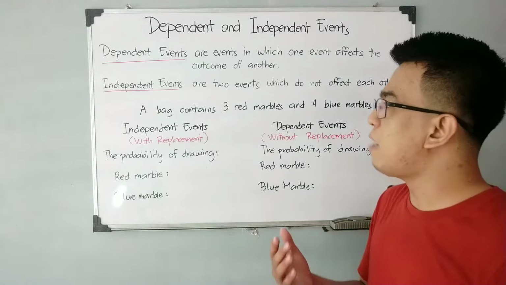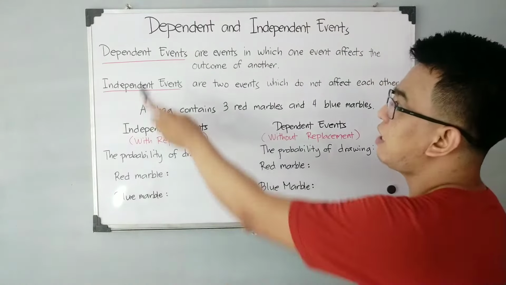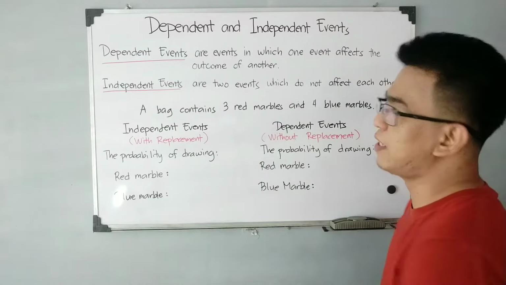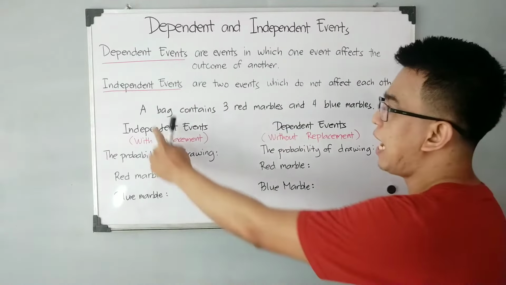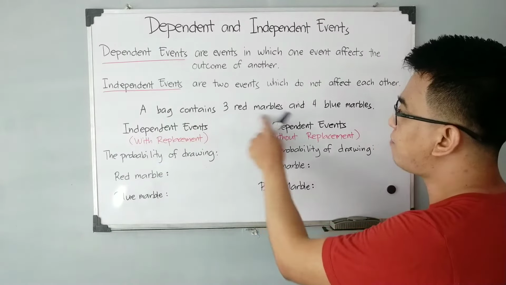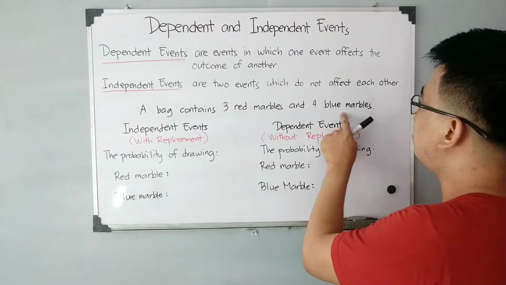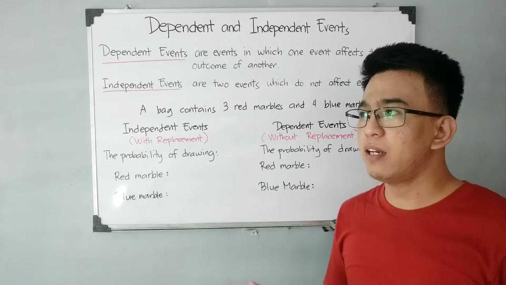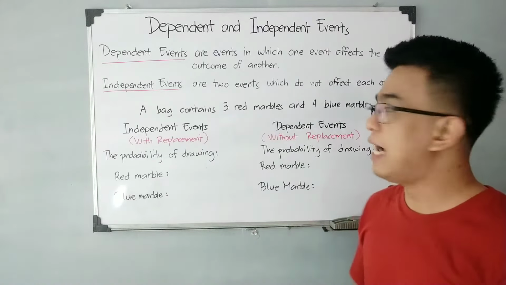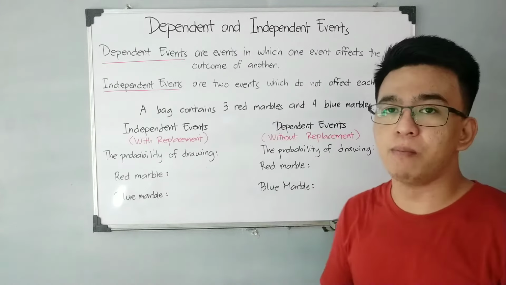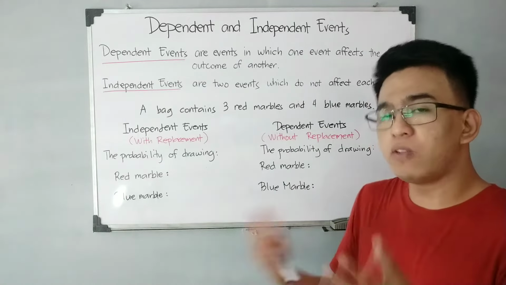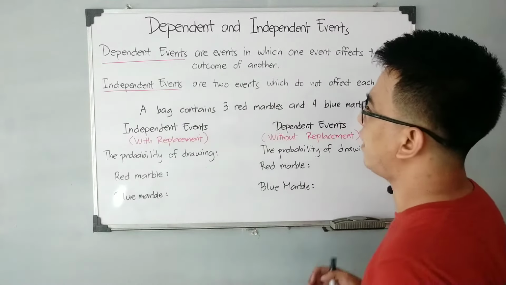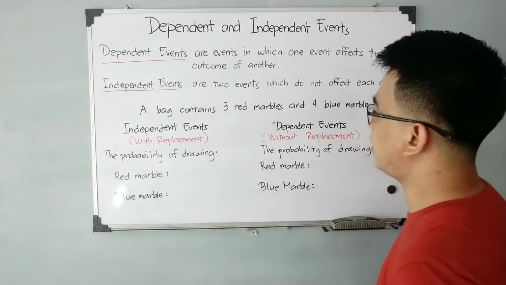So now, to better understand what is meant by the dependent and independent events, I have here a situation. Let's say for example, you have a bag. A bag contains 3 red marbles and 4 blue marbles. Again, inside the bag you have 3 red marbles and 4 blue marbles. You put the two of them there, and their total is 7. So this now is the difference between our independent events and our dependent events.